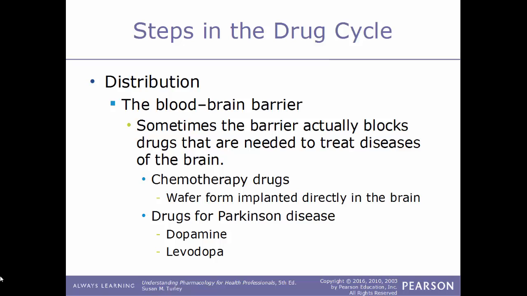For example, chemotherapy drugs. So a way to work around this is to insert a wafer form of the drug that's implanted directly into the brain. Some other examples of drugs that are needed to treat the brain but can't get past this blood-brain barrier are drugs that treat Parkinson's disease, such as dopamine and levodopa.